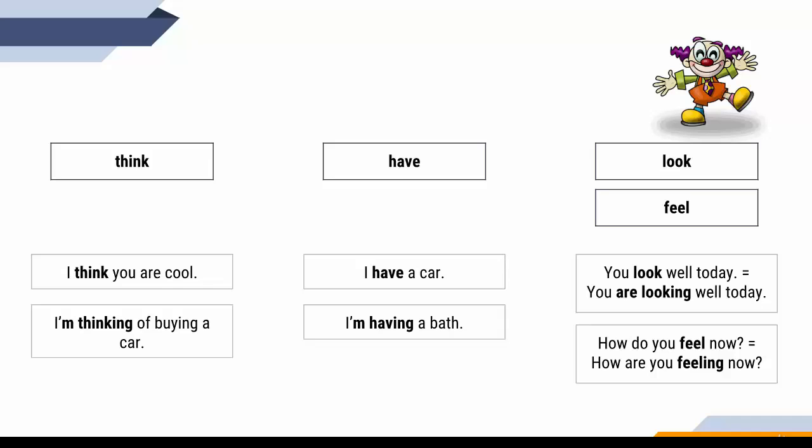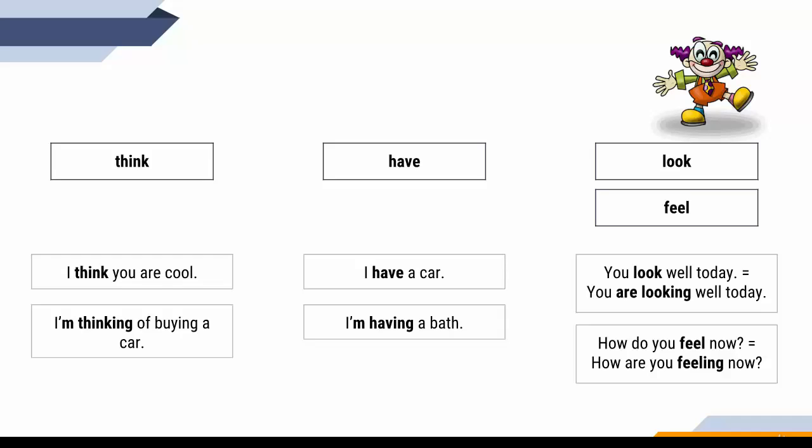When you want to say that you are considering something, that you are trying to decide on something more important, then you need the continuous form of think. I'm thinking of buying a car. It's a process that is supposed to result in a decision that you will take at the end.